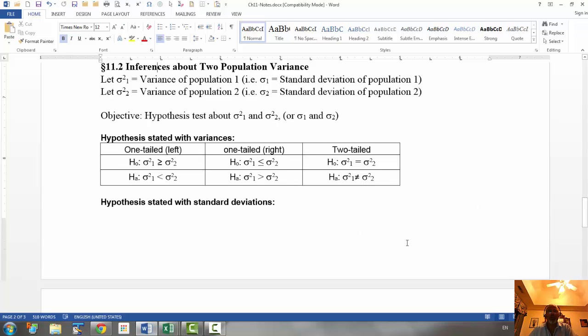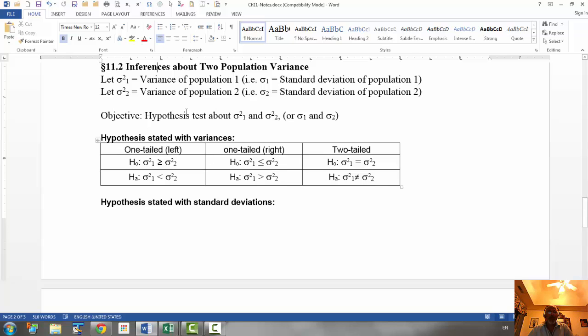Now let's look at making inferences about two population variances. Now we have two populations. The first population has a variance of something. The second population has another variance. Or it could be standard deviation. You can set up the hypothesis in either format.